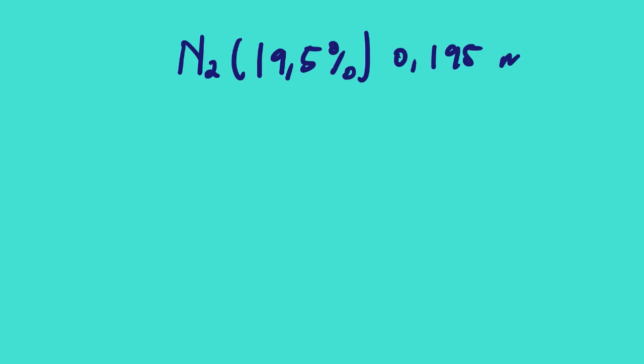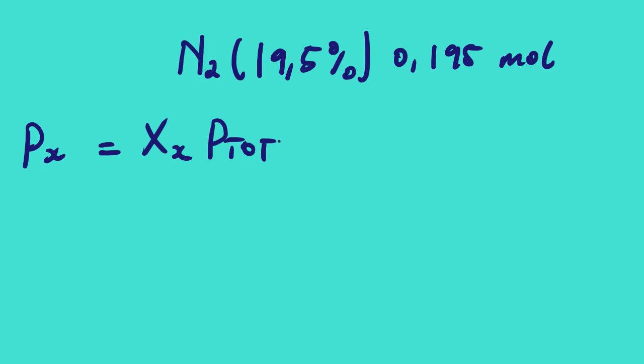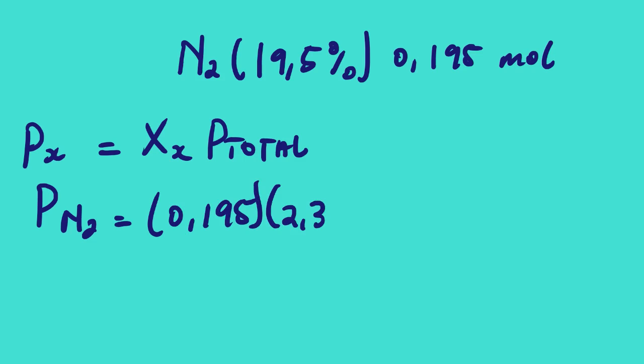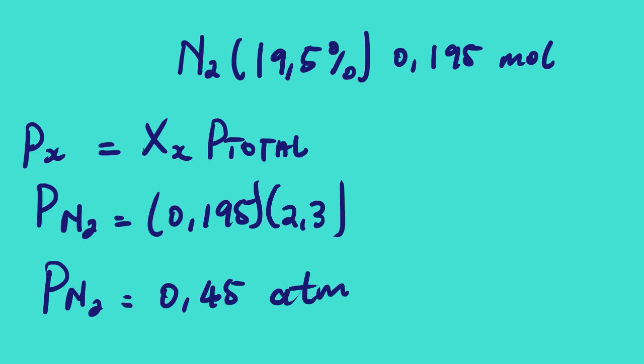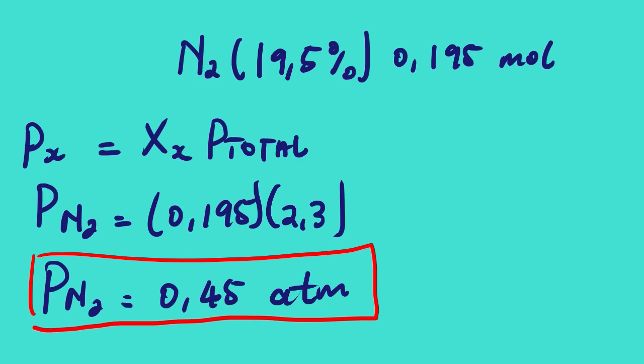The last one is for nitrogen. We have 19.5% of nitrogen. Dividing it by 100, we get 0.195. Let us use our equation. PN2 equals 0.195 multiplied by 2.3. Then PN2 equals 0.45 atm. This is the third part of our answer.